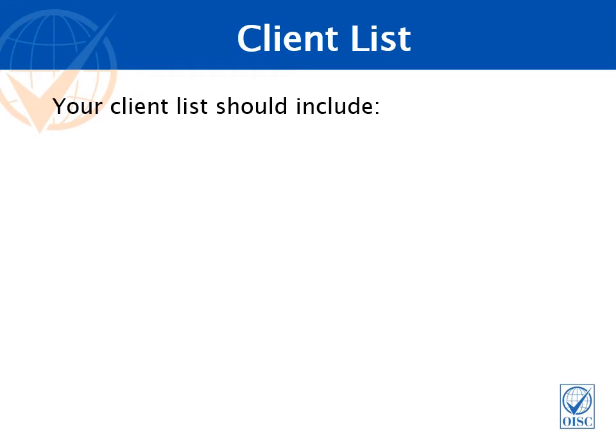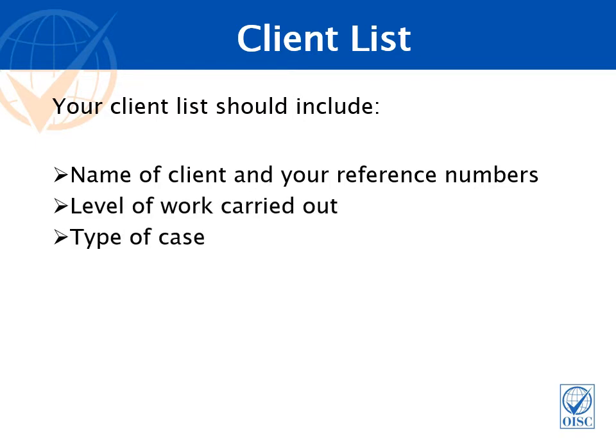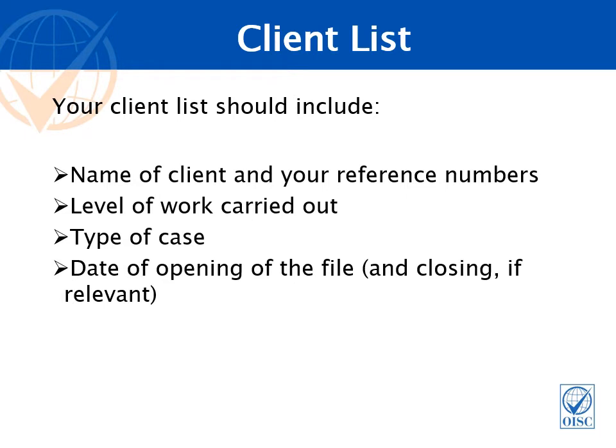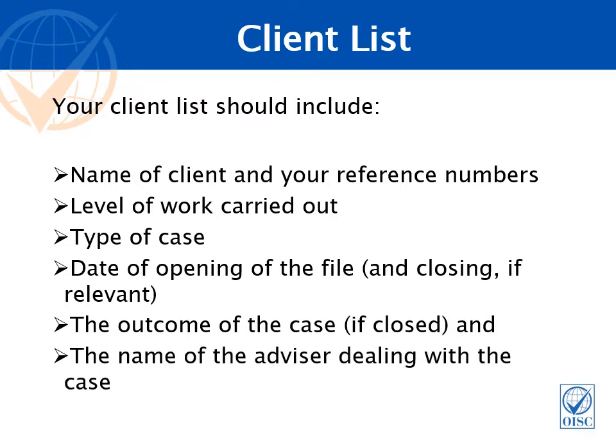Client list. Your client list should include the following information: the name of client and your client reference numbers, the level of work carried out, the type of case, the date of opening of the file and closing if relevant, the outcome of the case if closed, and the name of the advisor dealing with the case, where there's more than one advisor within an organization. No other preparation is required as the audit is a snapshot of how your business is operating and should be a reflection of a normal working day.